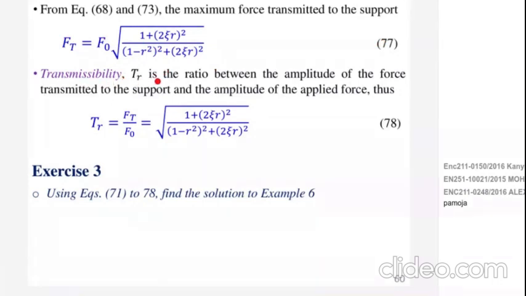And therefore transmissibility is given as the ratio between the amplitude of the force transmitted to the support and the amplitude of the applied force. Therefore, TR is equal to FT over F naught, the amplitude of the applied force. In this expression, this F naught goes, so you are left with this part. Now remember the example that I gave, example 6. As an exercise, I said using equations 71 to 78, find the solution to example 6. Very easy.